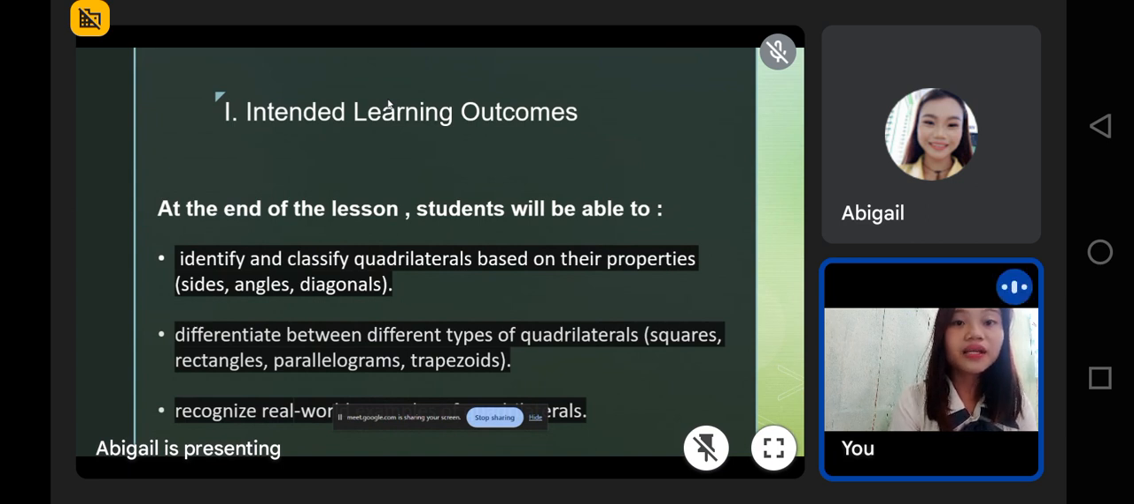At the end of the lesson, students will be able to, first, identify and classify quadrilaterals based on their properties: sides, angles, and diagonals. Second, differentiate between different types of quadrilaterals: squares, rectangles, parallelograms, and trapezoids. And the last is to recognize real-world examples of quadrilaterals.